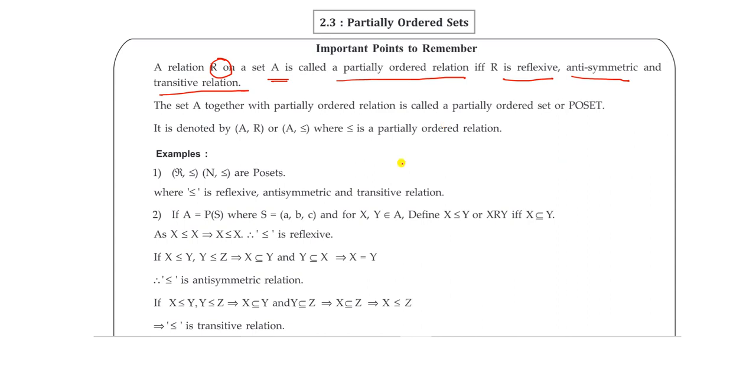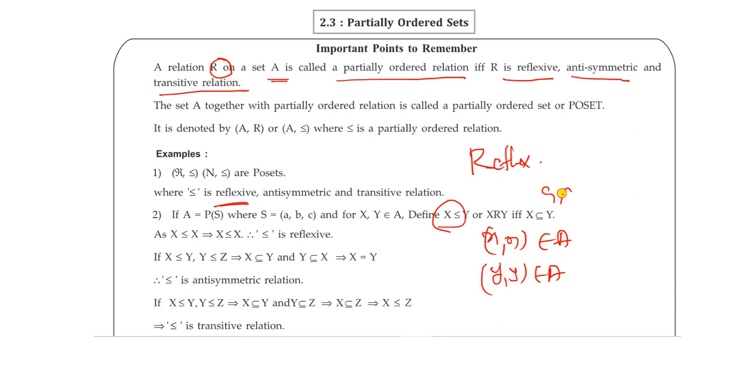Okay, now tell me, what is reflexive? What is the condition for reflexive? Reflexive means (x, x) or (y, y). That means (x, x) belongs to R or (y, y) belongs to R. If the elements in A are a, b, c, d like that, then (a, a), (b, b), (c, c) all belong to R. That is reflexive.